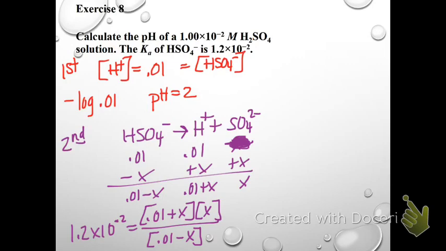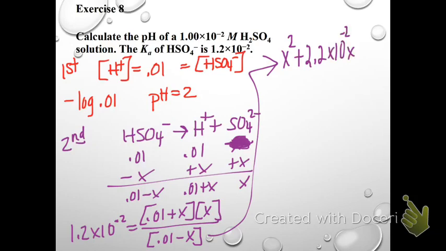So I'm going to move up here so I have room. So when I collect those terms, I get x squared plus 2.2 times 10 to the negative 2 x, and I'm running out of room, minus 1.2 times 10 to the negative 4 equals 0. So x ends up being 0.0045 for the second dissociation.